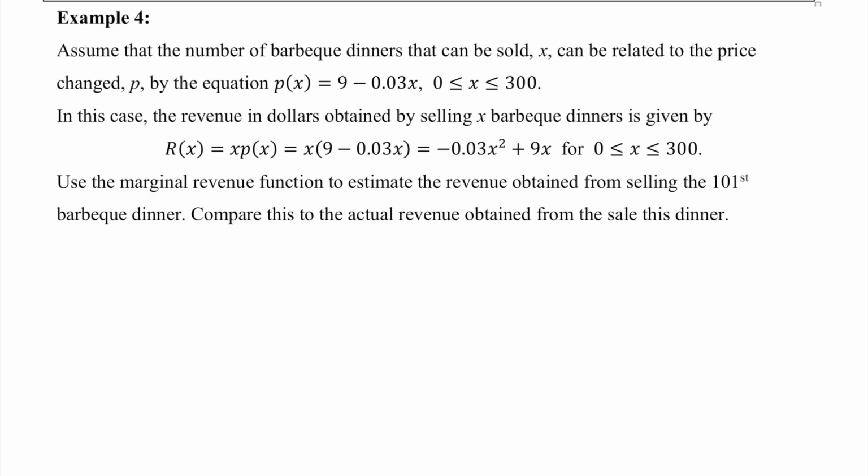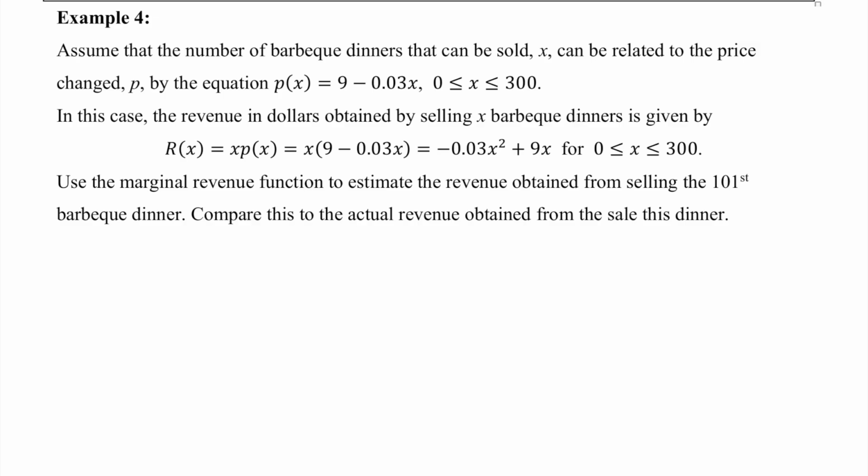Now, we can also notice that as X increases, the price P of X decreases because of the minus sign. So this tells us that if more dinners are sold, the price per dinner goes down. The problem also gives the interval X is between 0 and 300 inclusive, which means the number of dinners sold can be anywhere from 0 to 300.